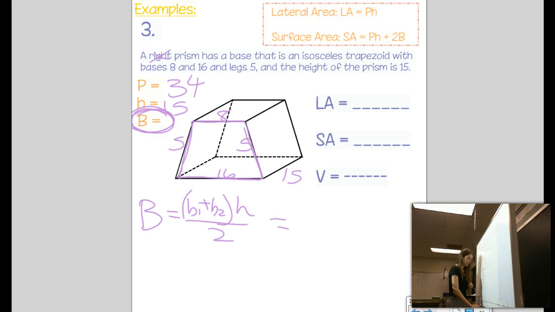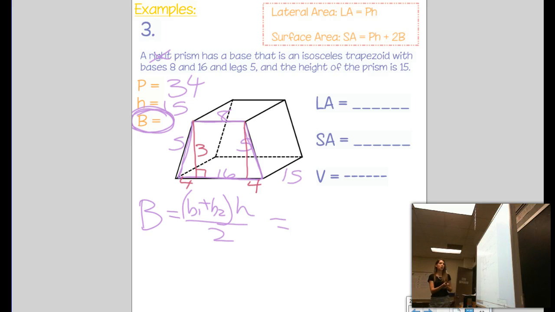Now wait a minute, guys. We do not know the height of our trapezoid yet. Oh. We don't know it. What is it? 15 is the height of the prism. No. 16 minus 8 is 8, divided by 2 is, oh, thank goodness, 4 and 4. Look, that's 5 and that's 4. It's not drawn to scale. What? 3, 4, 5 triangle. Very good. 3, 4, 5. Thank goodness we didn't have to do any math other than know our Pythagorean triple.